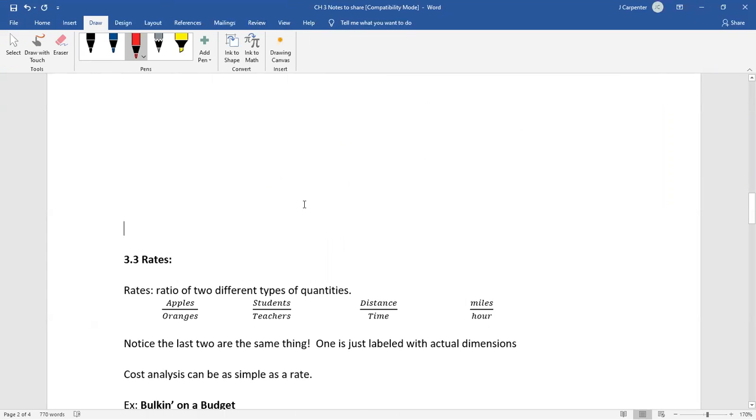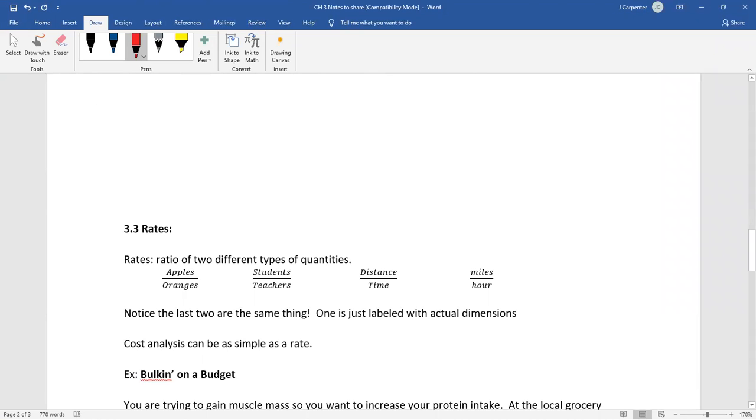3.3, a longer section. Rates. We have talked about rates lightly already. When we talked about miles per hour, we said that that was a rate. We've talked about the word per many times already and how it means that the next unit goes in a denominator. So those things were rates, and we're going to start studying them a little more explicitly.